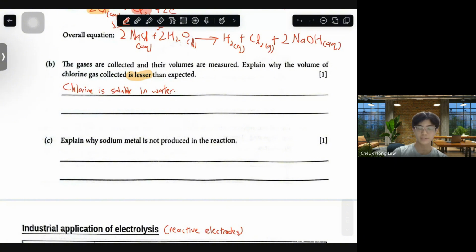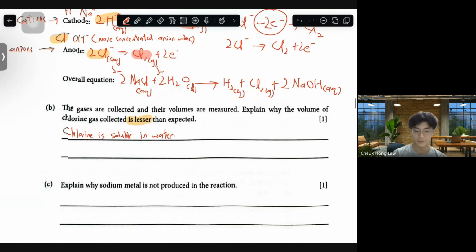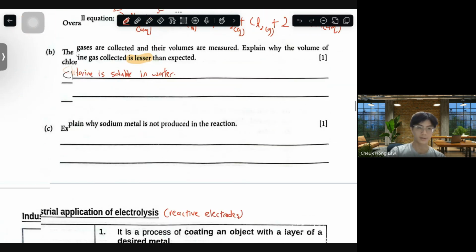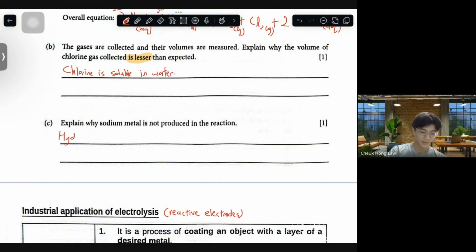Explain why sodium metal is not produced in the solution, in the reaction. Because when I got to the point of selectively discharging the ions, right? Sodium didn't win. Hydrogen won, right? Why did hydrogen win? Because, okay, I should use the symbol. It's easier. Hydrogen is below sodium in the reactivity series.